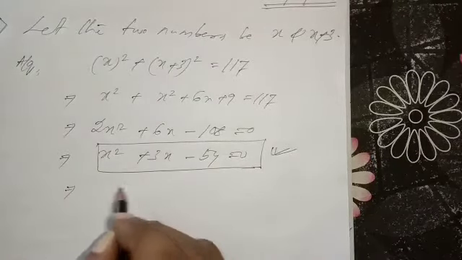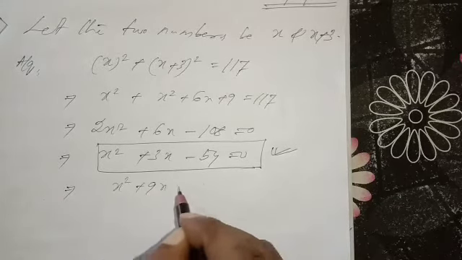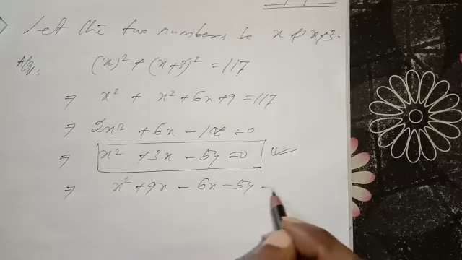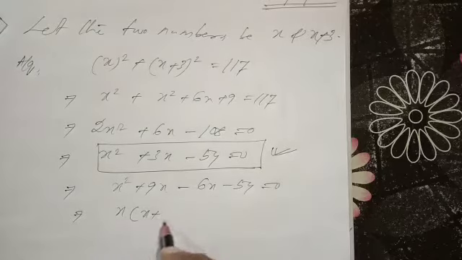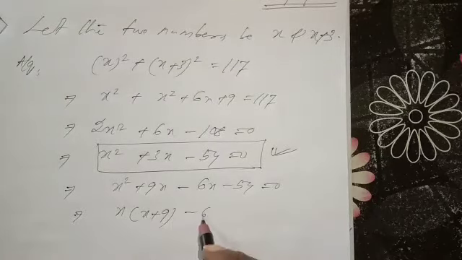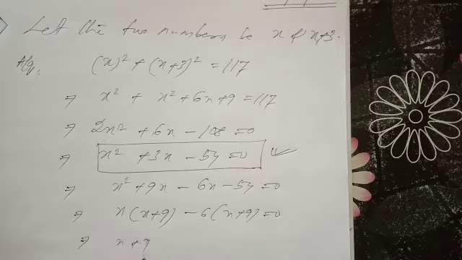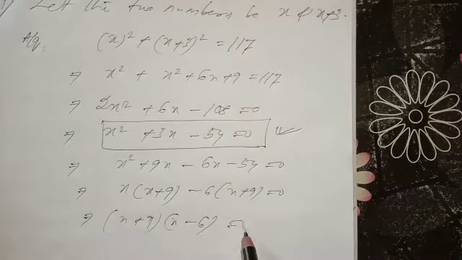That means if you factorize, you will get x squared plus 9x minus 6x minus 54 equal to 0. Take x common from the first two, this will be x plus 9. From the last two, take minus 6 common, x plus 9 equal to 0. Finally, it will be how much? (x plus 9) whole into (x minus 6) equal to 0.